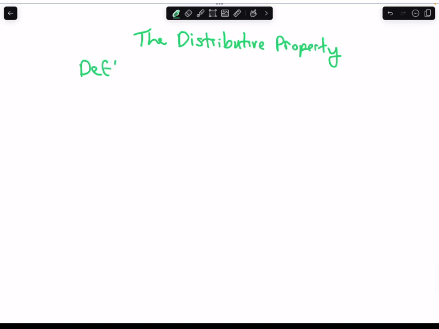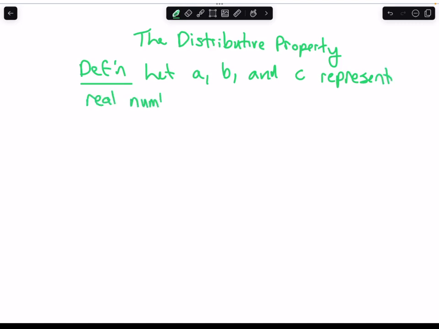Definition. Let A, B, and C represent real numbers, variables, or algebraic expressions.